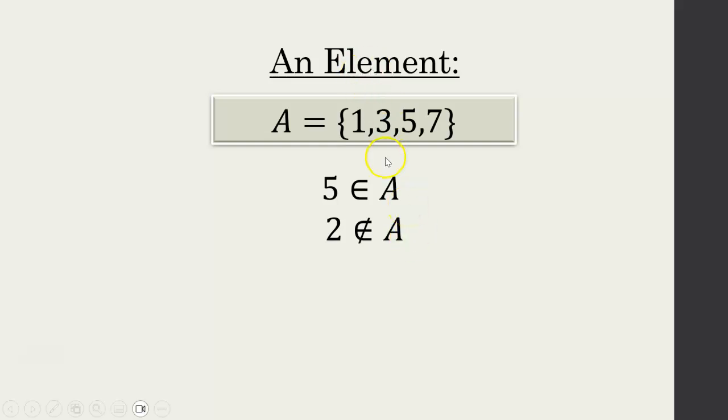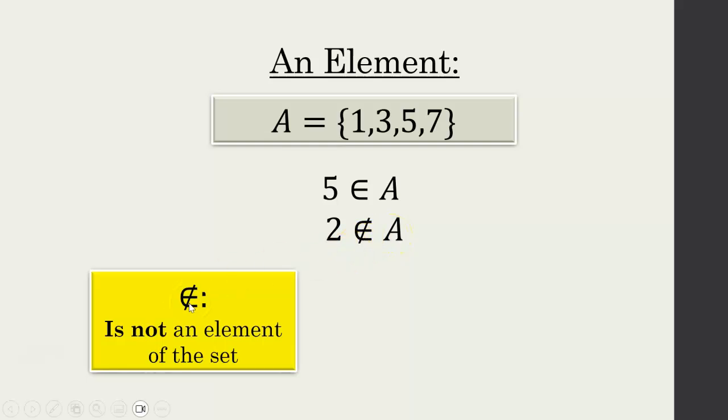We're talking about elements. Well, simply, it means 5 is an element of A. So 5 is in this set. It's right there, 5 is in A. For 2, what do you think the line through means? Well, it's not an element of A. So 2 is not in this set. So that's your first notation you have to know: 5 is an element of A, 2 is not an element of A.